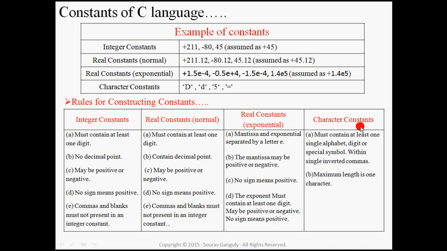Now come to the character constant. It must contain at least one single alphabet, that is D or 5 or equal to or anything, but it must be one character, or any special symbol within single inverted commas. The maximum length is one character. That means we cannot write Saurabh in single inverted commas. We have to write S in single inverted commas or D in single inverted commas.